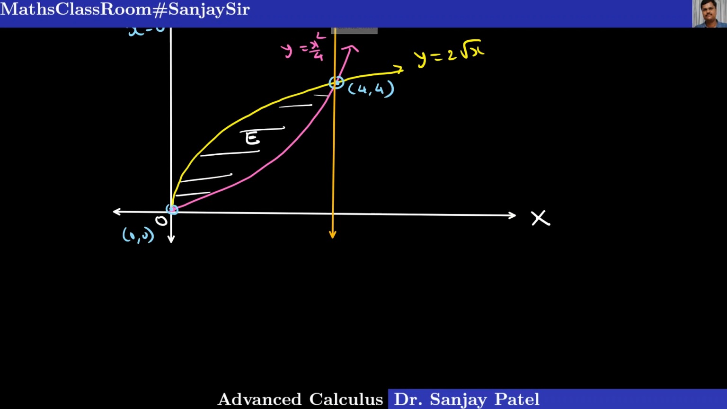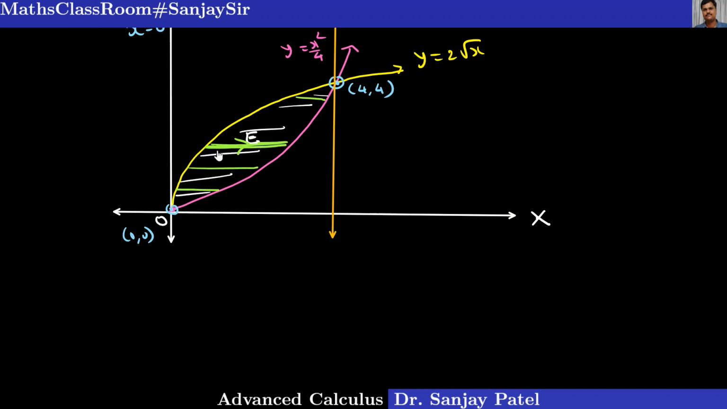So I will take a strip parallel to the x-axis like this in the region of integration, and one must check that both the ends of the strip lie on the same curve when you move this strip throughout this region. Means if the strip is over here, or here, or here, anywhere in this region of integration, both the ends should lie on the same curve throughout the region.